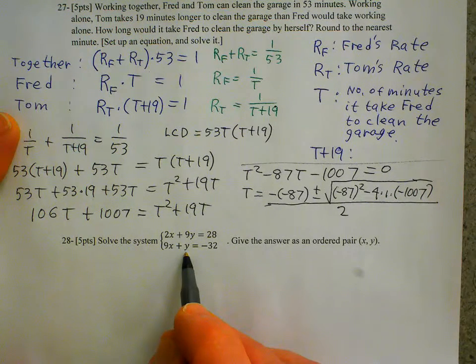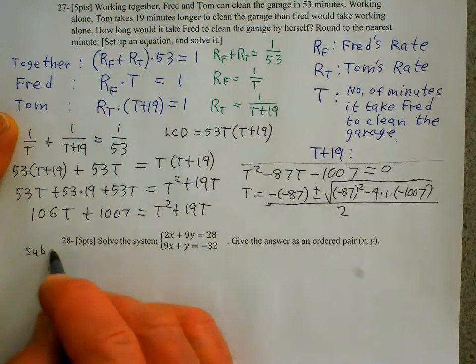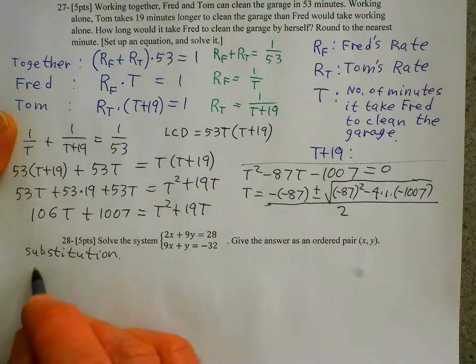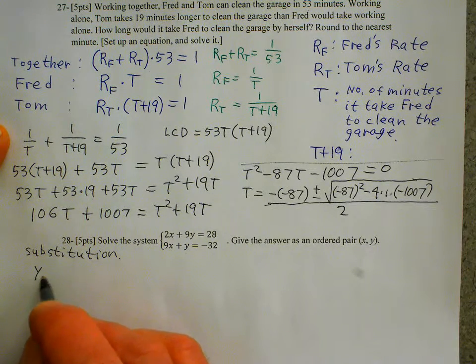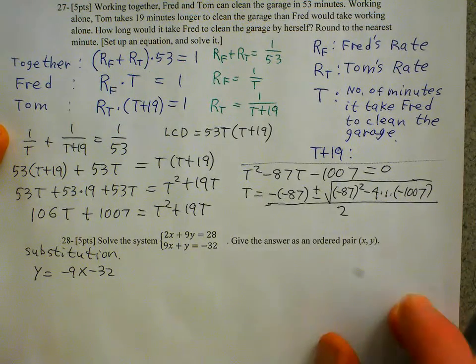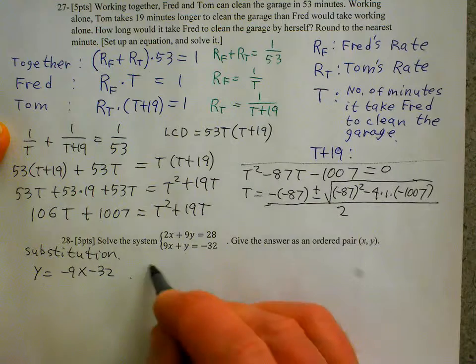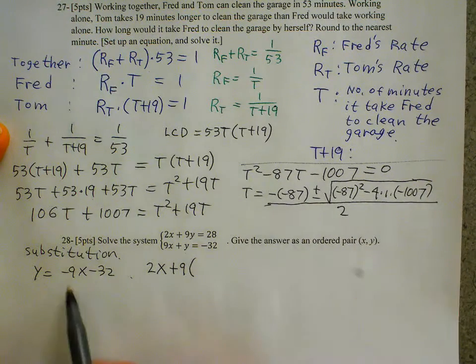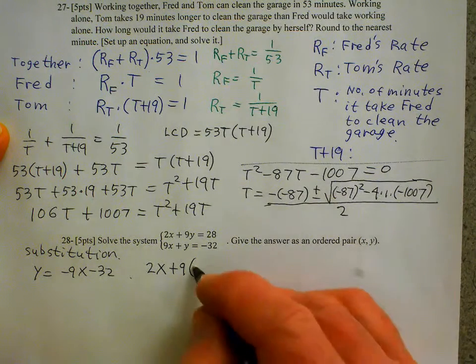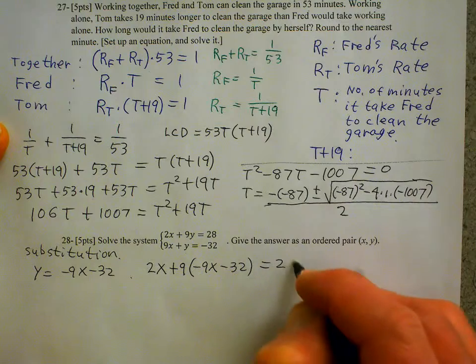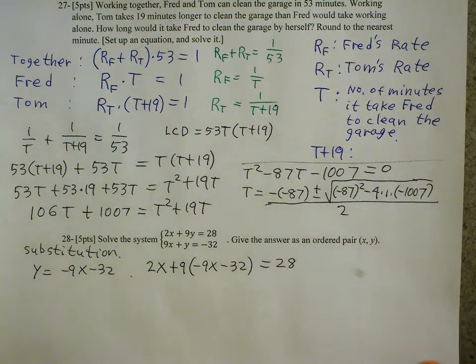We can just subtract 9x from both sides. So I'll use substitution. Solve the bottom equation for y. We get y equals negative 9x minus 32. And then in the top equation, replace y with negative 9x minus 32. And then do the algebra and arithmetic.